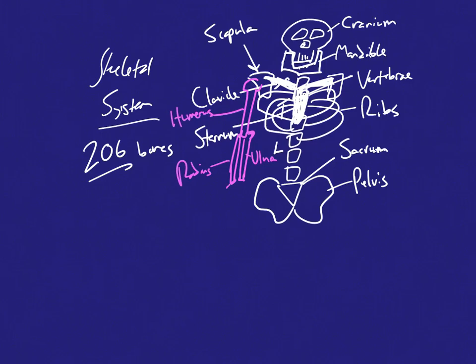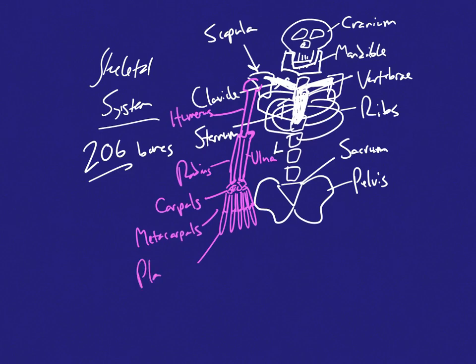Then you've got 7 little bones here in your wrist. We're not going to worry about their separate names, but these are called carpals. Then you've got what I think of as 5 hand bones, which are called metacarpals. And then you've got little finger bones coming out from there that are called phalanges. And that forms your arm.